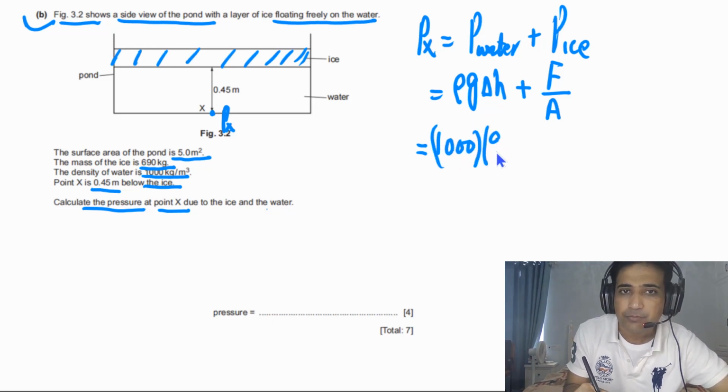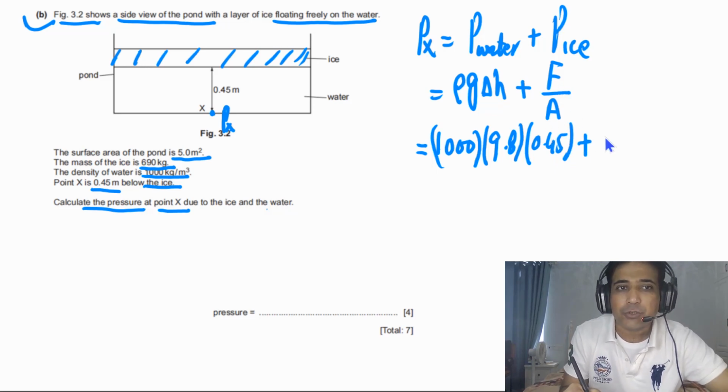We have the value of g, that is equal to 9.8, and the height we have is 0.45. So simply we can write here 0.45 plus force over area. Force in this case is equal to the weight of the ice. Mass of the ice we have, so we can write down, this is the mass of the ice, 690.